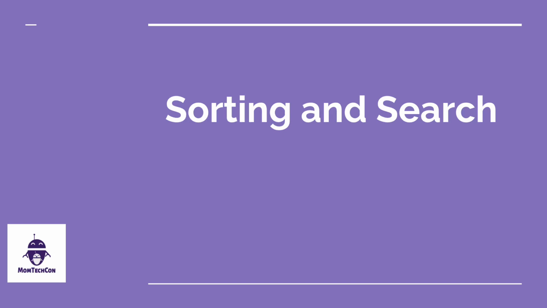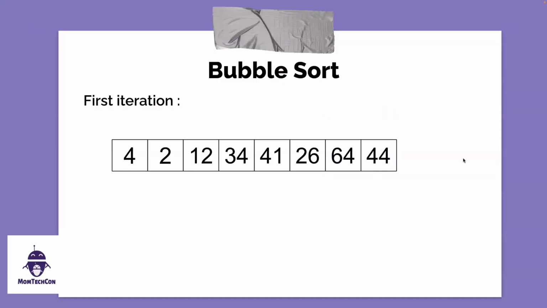In this video, we are going to talk about the basic algorithms for searching and sorting. Let's start with bubble sort. The way that bubble sort works is by iterating through the array and swapping elements on the go. We may need multiple iterations on the array to have it fully sorted.